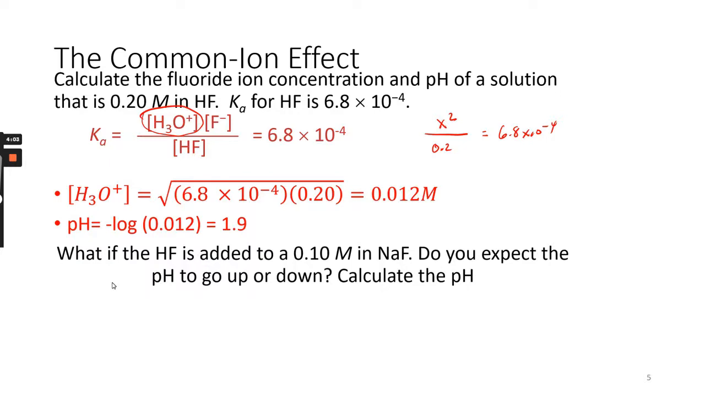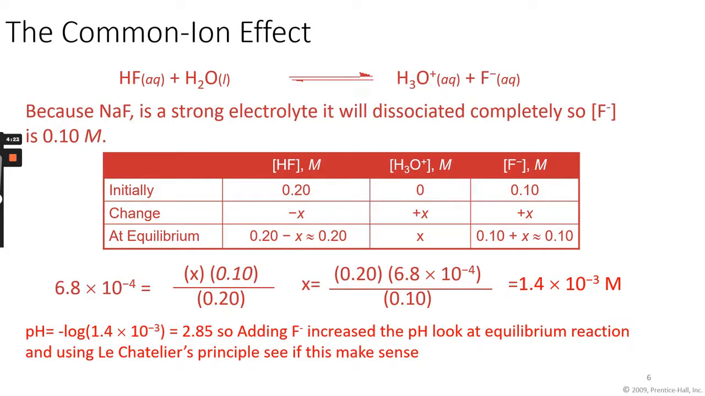Now what if we added 0.1 molar NaF? What ion is in common here? The F. See this F and this F? So that's the common ion. So would you expect the pH to go up or down? Well, let's calculate it and see. So here we have our equilibrium reaction, and we are increasing the amount of F-. So if we are increasing the amount of F-, our reaction will proceed to the left, decreasing the amount of hydronium. So your pH should go up. So let's see what happens.